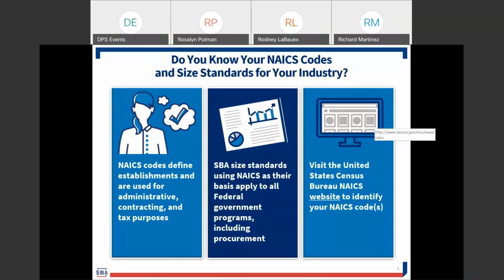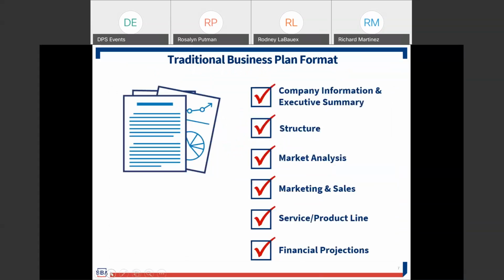Do you know your NAICS code? Your NAICS code is a 6-digit identification code, how the government identifies your industry. And I told you already how size is determined. I'm kind of getting ahead of myself. When you do these things, you sometimes get ahead of yourself.